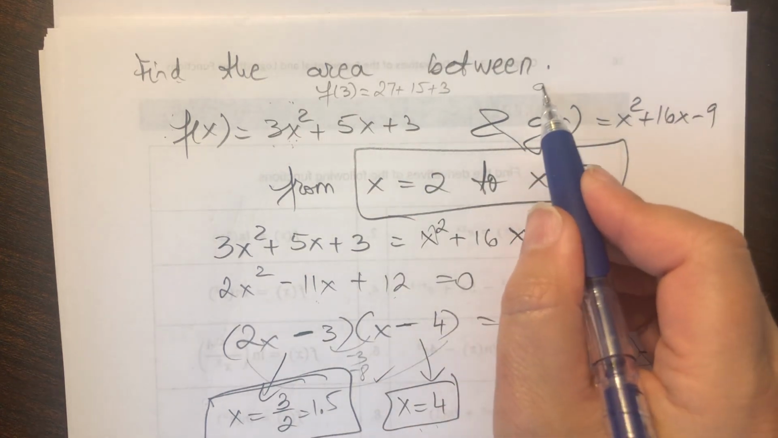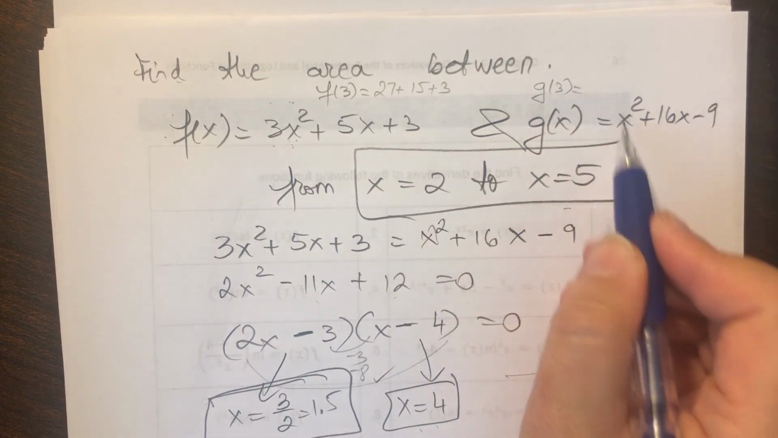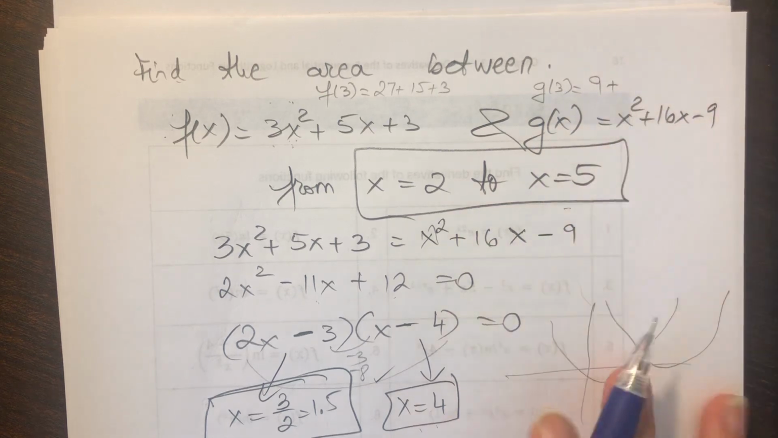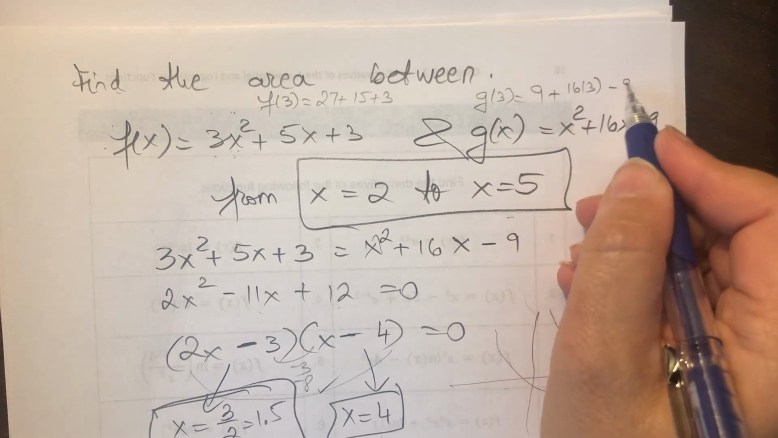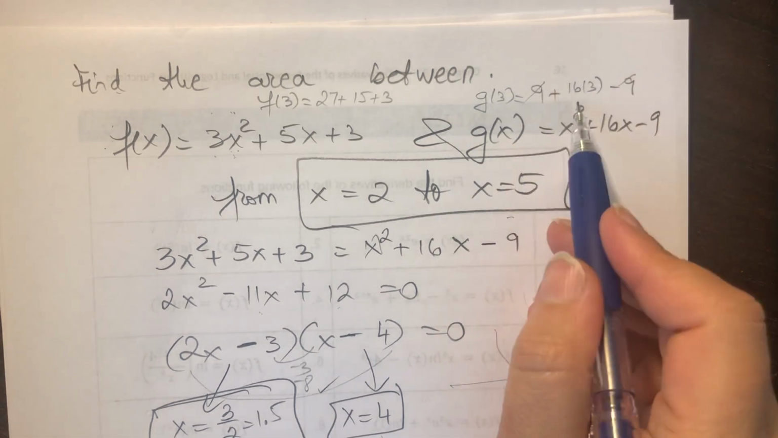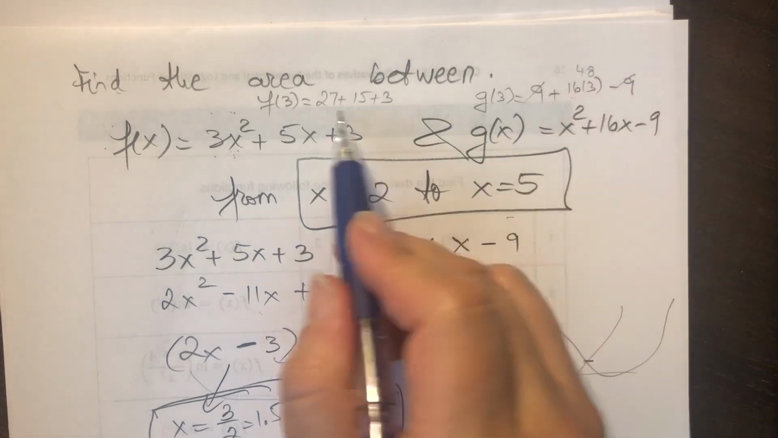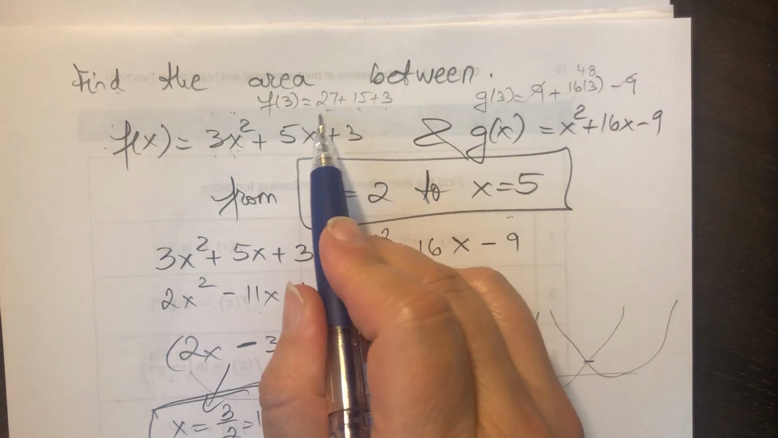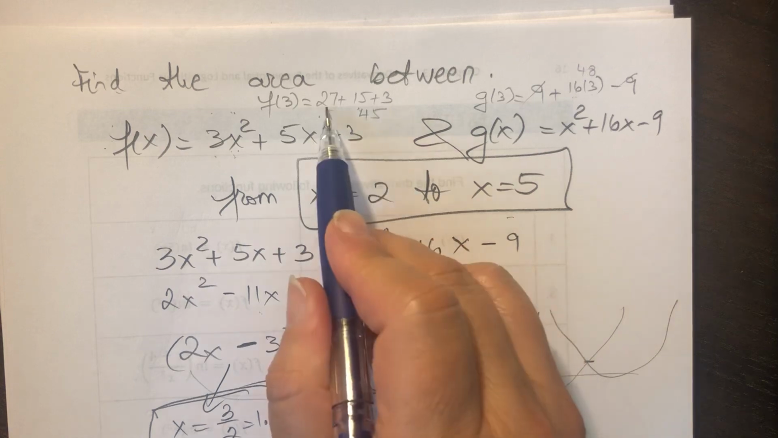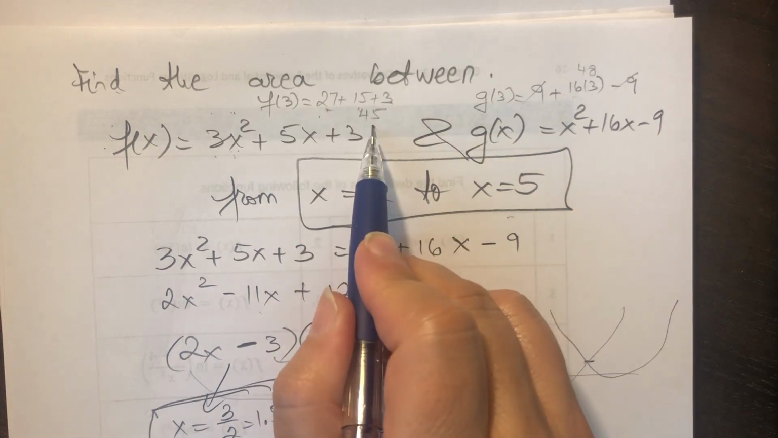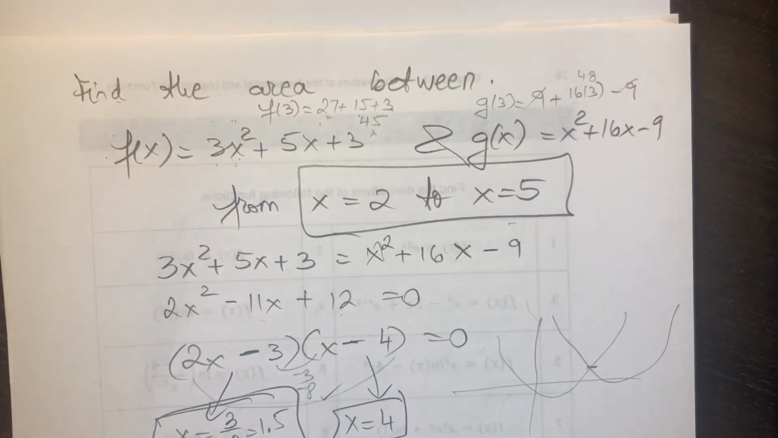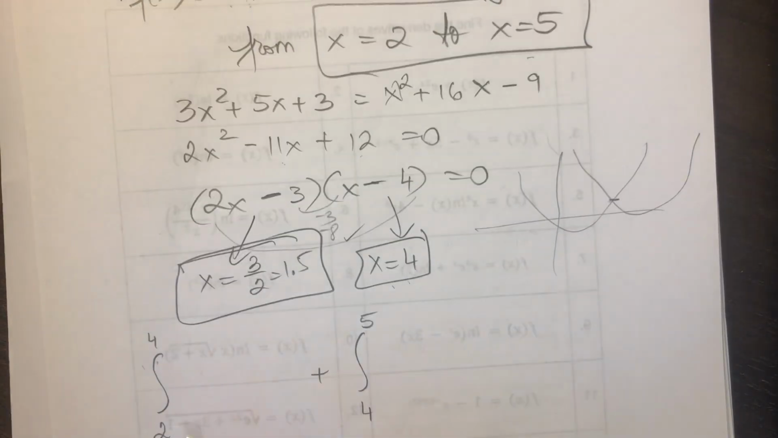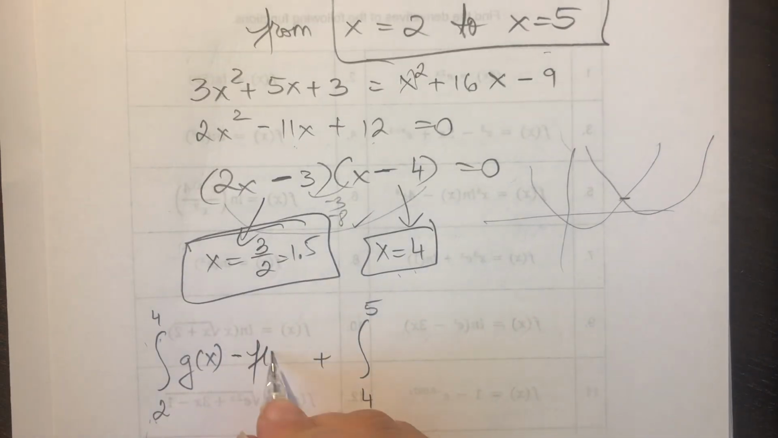The function g at 3 is going to get me 3 squared, which is 9, plus 16 times 3, minus 9. So that's 30, 48. Do you think that might get us more than 48? No, that's actually 45. That's 30, 45. So there you have it. On this function from 2 to 4, which one's higher? The function g. So from 2 to 4, it's going to be g of x minus f of x.